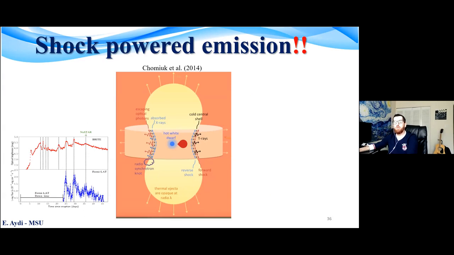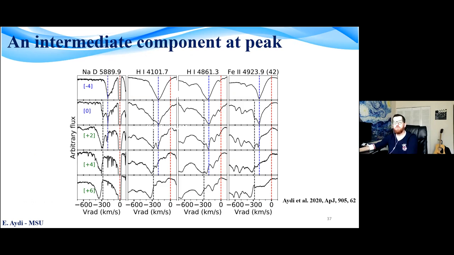Actually, I did not tell you the full story, because also at peak, a third component appears with an intermediate velocity between the slow and fast ones. Here I'm zooming in on the lower velocity and we see this distinct component, which is faster than the slow one, appearing also at optical peak.